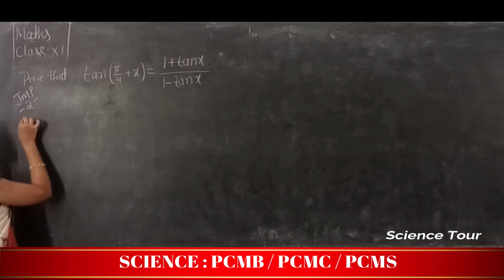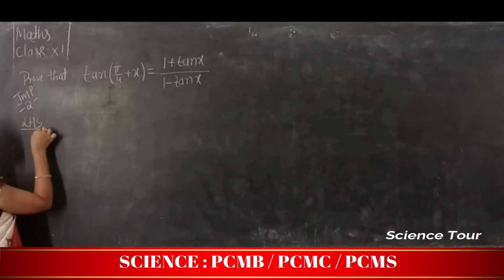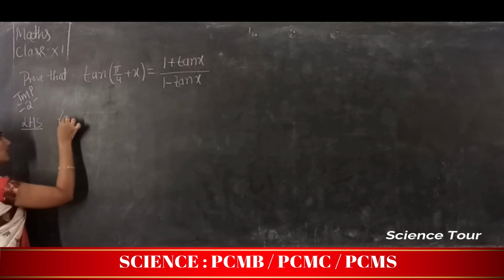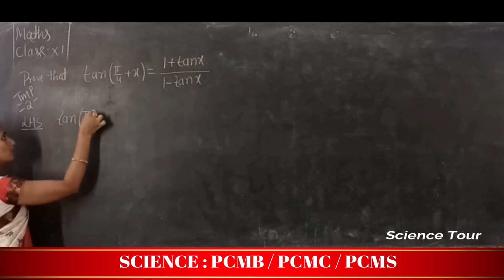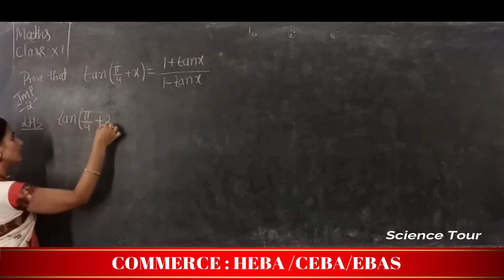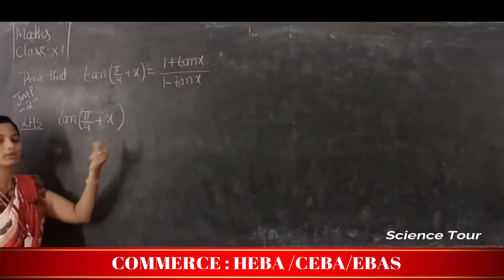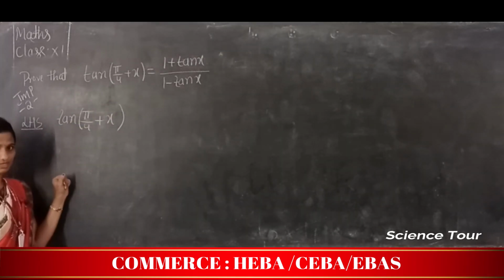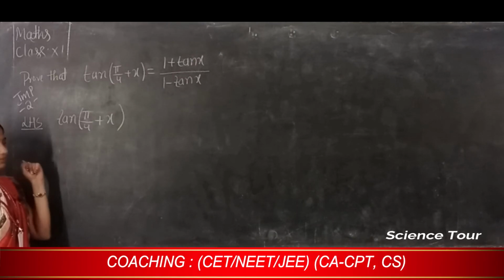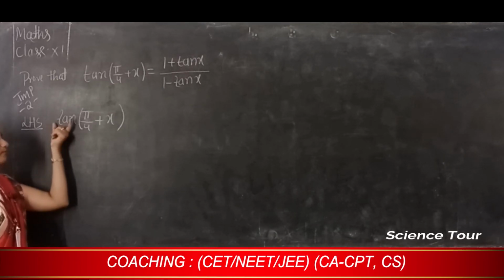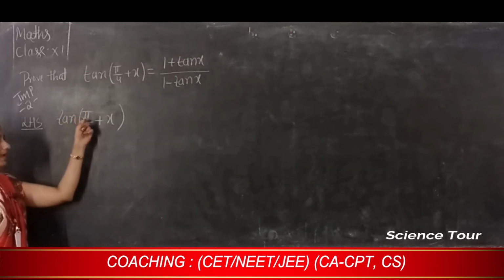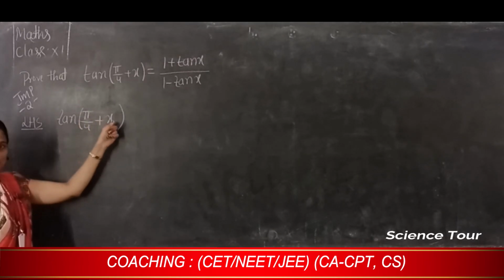So now take the LHS side. The LHS side is tan(pi by 4 plus x). While reading only, you can understand which formula we can apply here. Yes, which formula can we apply? It is in the form of tan(x plus y).